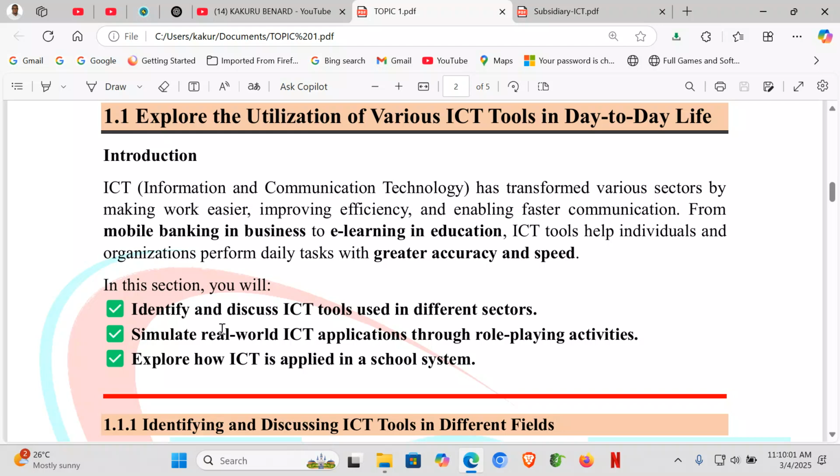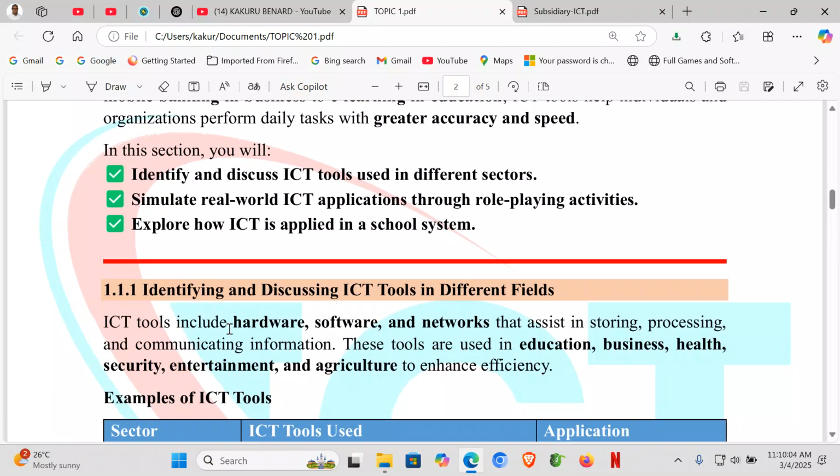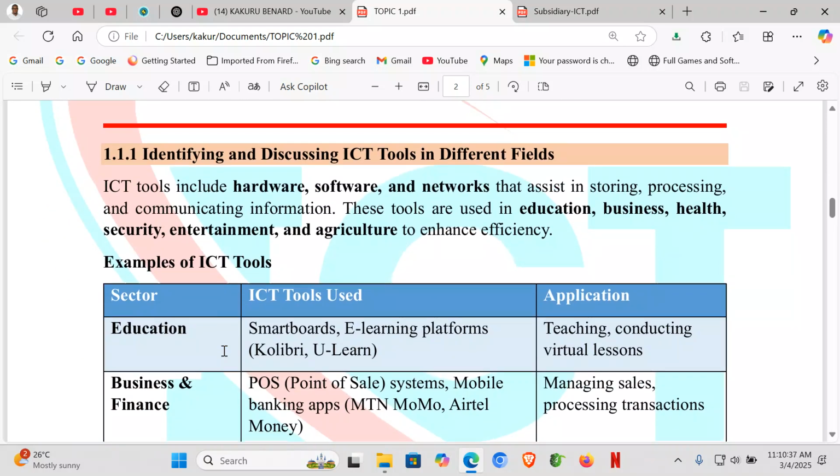So, 1.1.1. Here, we are identifying and discussing ICT tools in different fields. ICT tools include hardware, software, and networks that assist in storing, processing, and communicating information. These tools are used in education, business, health, security, entertainment, and agriculture to enhance efficiency. What are some examples of these ICT tools?